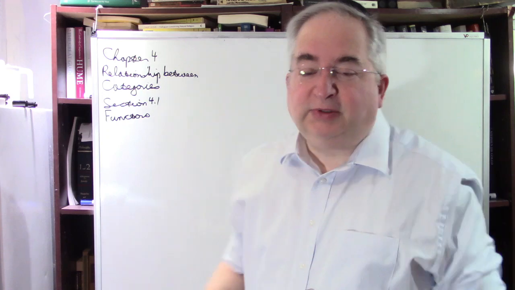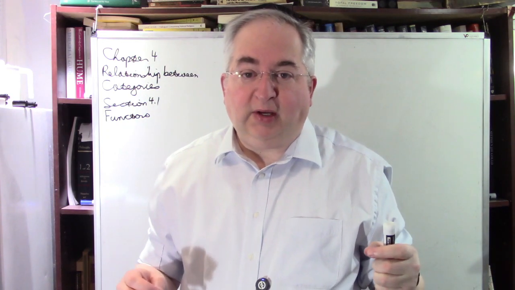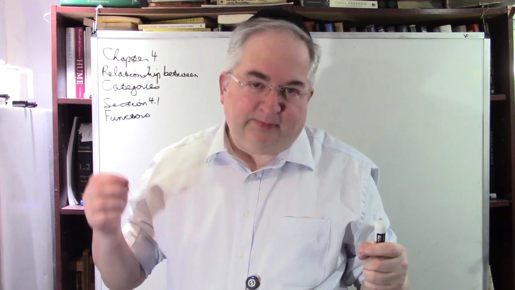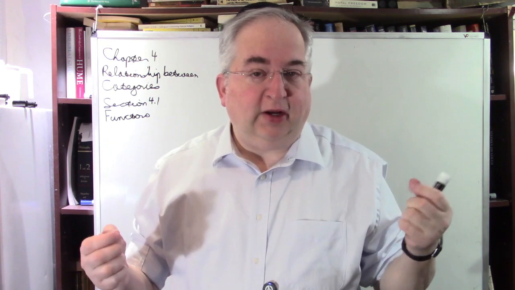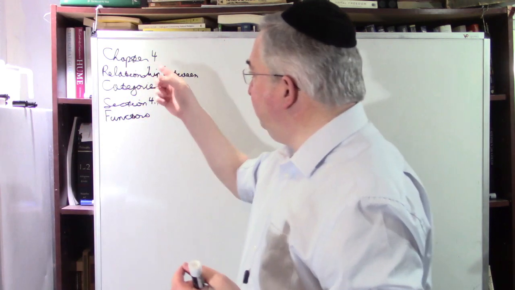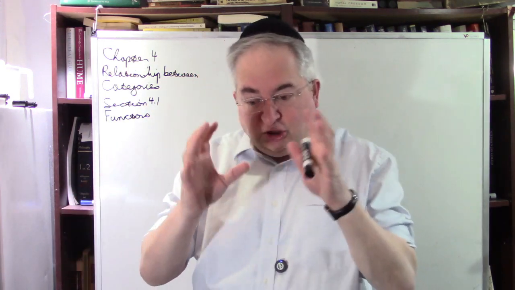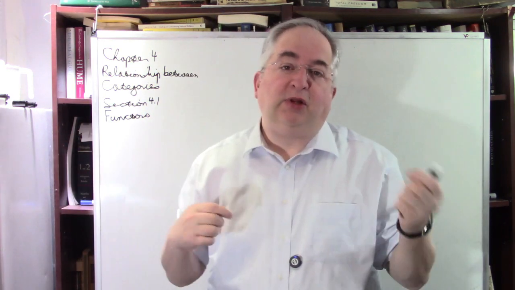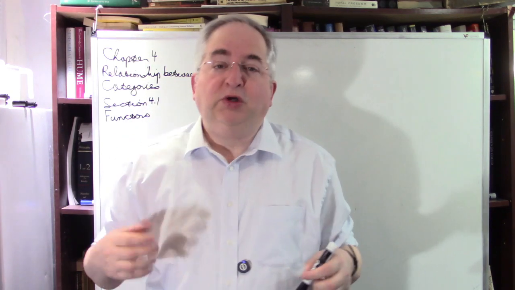Great. Now comes the real magic of category theory. The real magic of category theory is about connections, unification, making connections between different areas. That's what Chapter 4 is about: relationships between categories. Not just looking at categories themselves, but the relationships between them. We're going to start off with section 4.1, which is about functors.